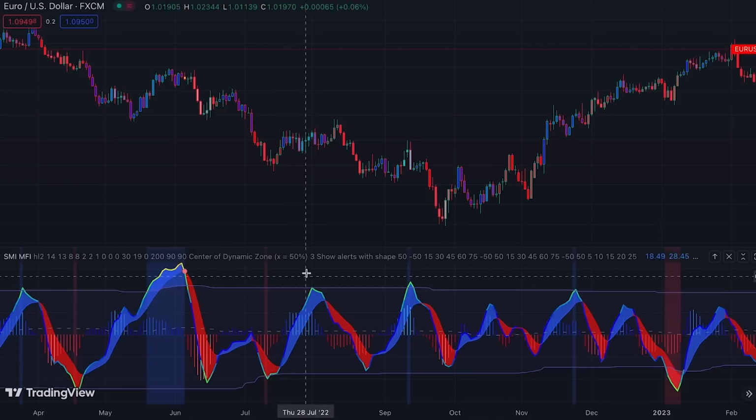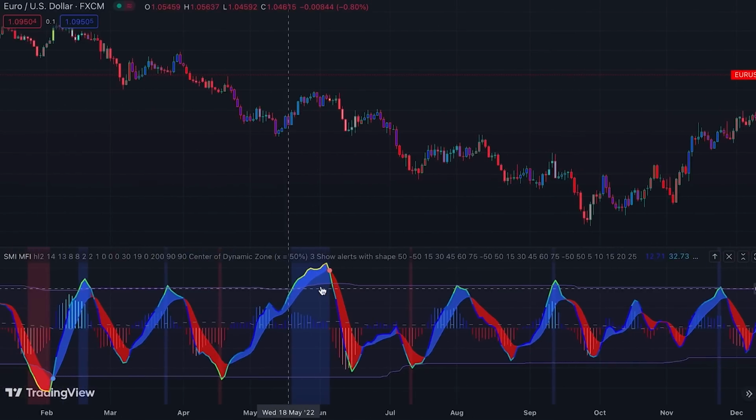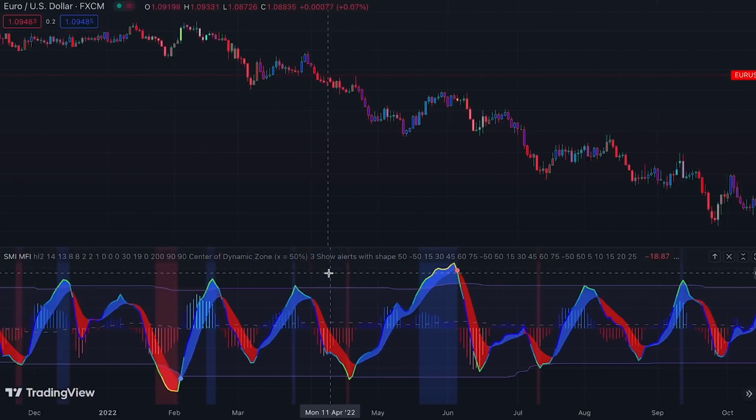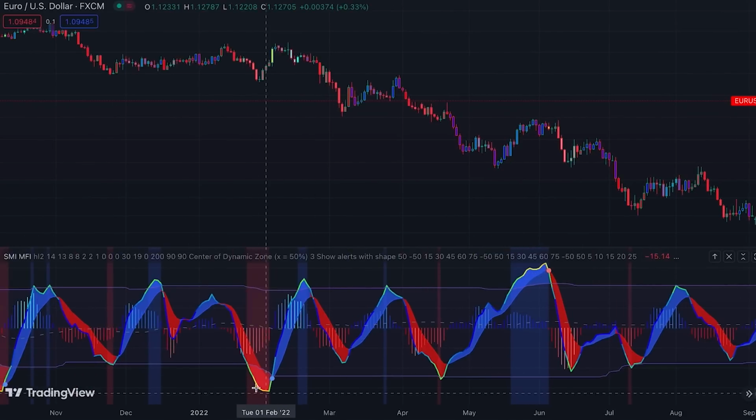Another important level is 60, plus 60 and minus 60. When the indicator passes the plus 60 level, it's considered extreme overbought, and you can see that when we get a crossover with its signal line, the indicator shows a small circle like this, which indicates a strong signal. We have the same on the other side. When the line goes below the minus 60 level, it shows an extreme oversold condition, and the crossover with its signal line is considered a strong signal.